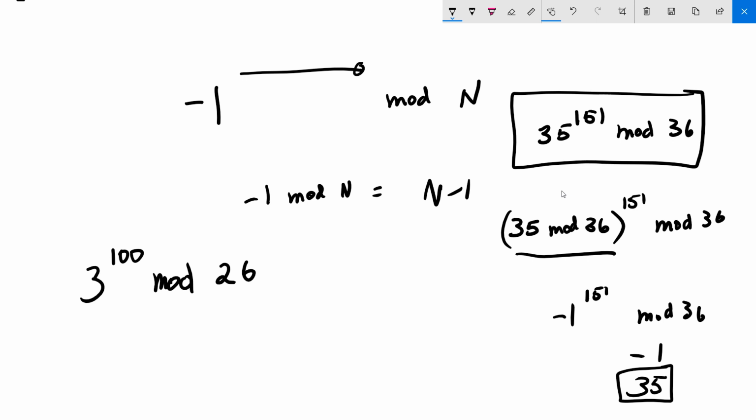Can you make it 3 to the 3rd, which is 27? So we could write this as 3 to the 3rd raised to what power? 3 to the 3rd to the 33rd power. That's 3 to the 99th. And then we're going to have to put another 3 here, mod 26.